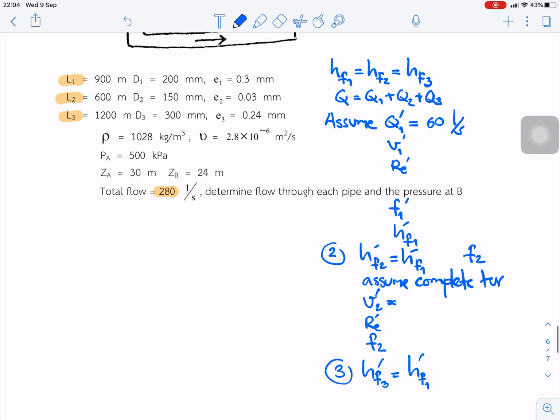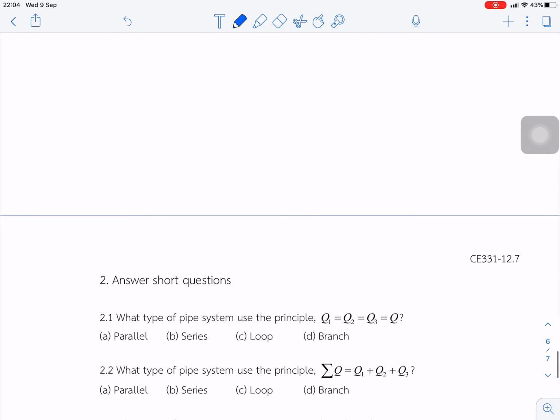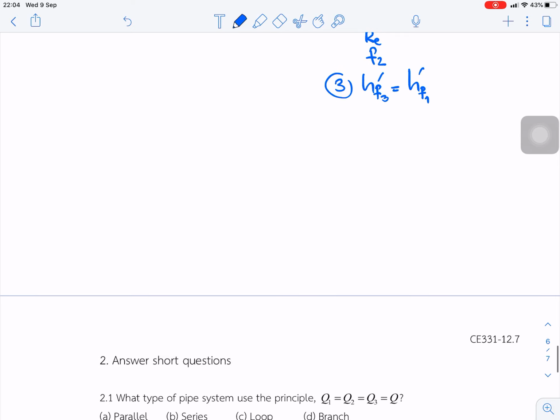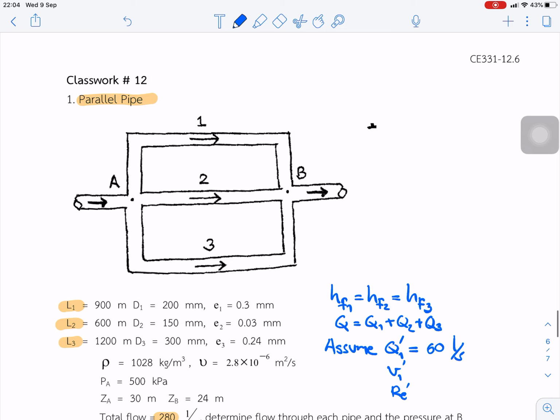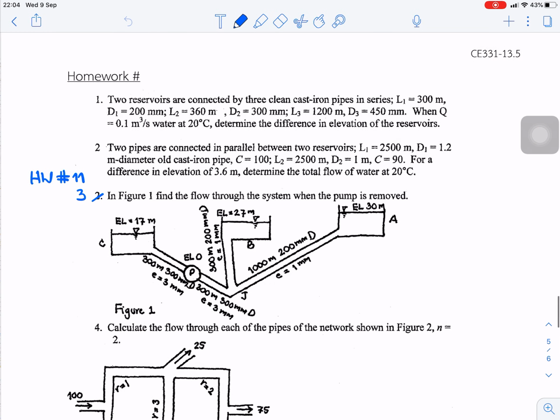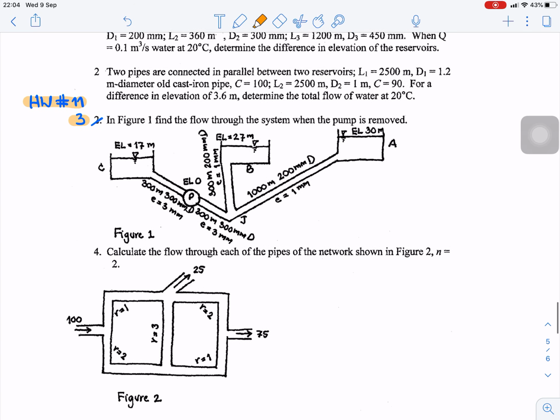Okay, after you finish the classwork, for the homework, we move to the next lecture 13. Okay, for homework 11, work on this problem. It's a branching problem. If the pump is removed, the question is what is the flow in the system. So what is the Q1, Q2, and Q3 based on this branching problem. Okay, for homework 11.